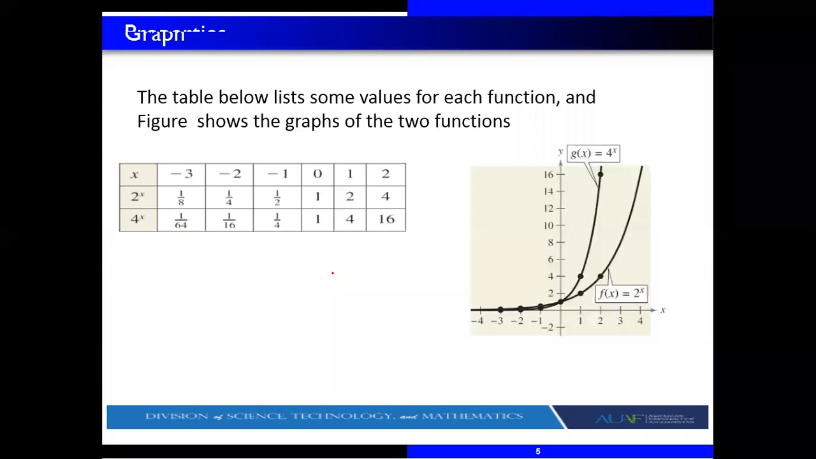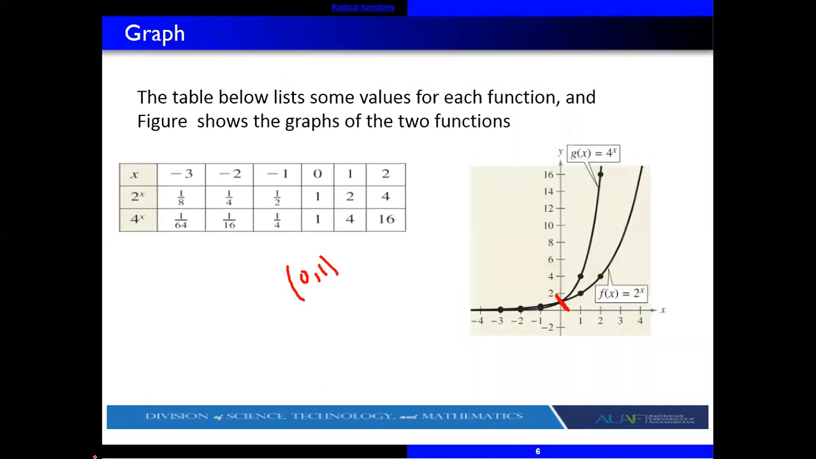Graph of functions like 2 power x and 4 power x. You can give any value, negative values and positive values, and you can see the graph. This graph will pass through 1 and 0, you can see. This one is when x is 0. What is the value of y? The y value is 1. Clear? Okay.